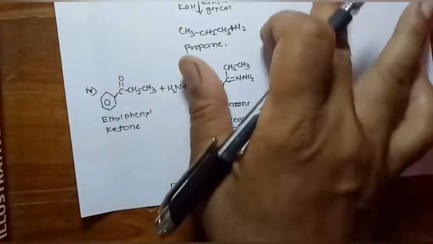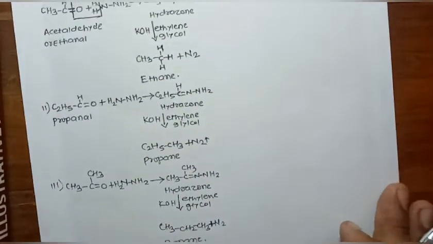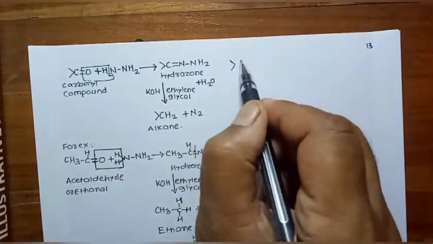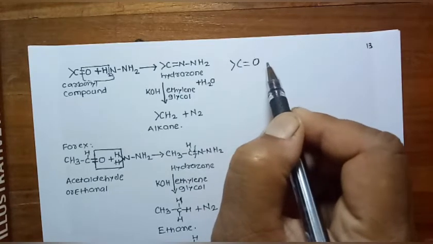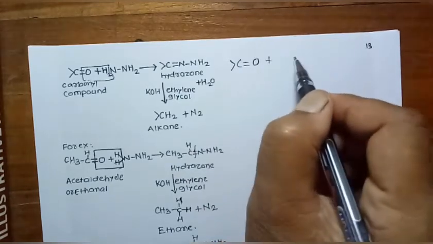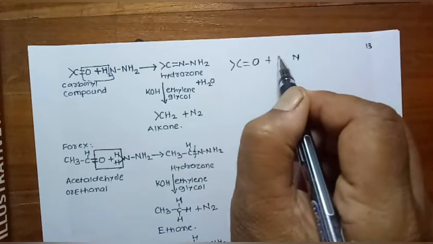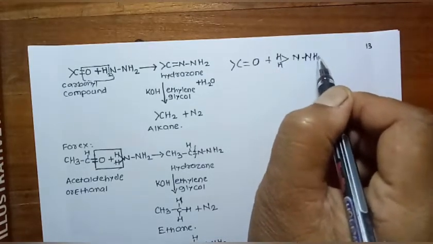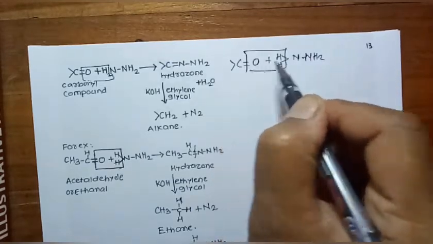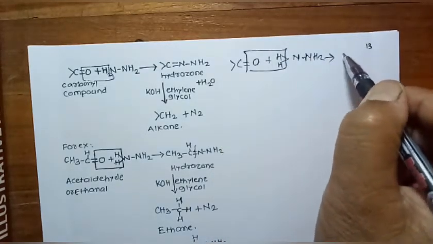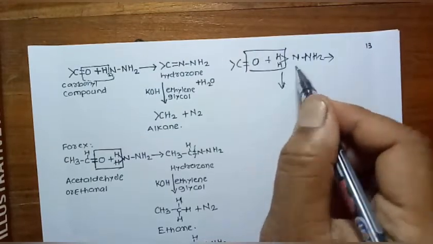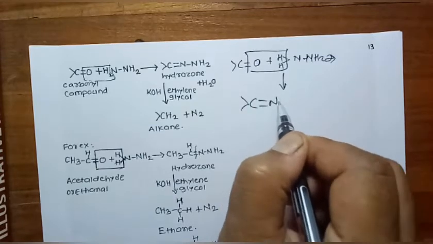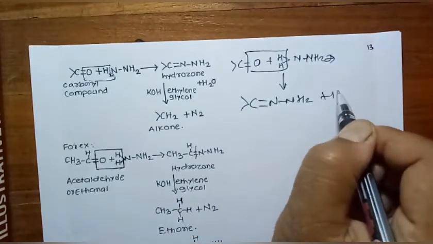Here is a general example. The carbonyl group that is present in both aldehydes and ketones, C double bond O, reacts with hydrazine, whose formula is NH2. This oxygen combines with these two hydrogen atoms and it gives C double bond NH2 plus H2O.